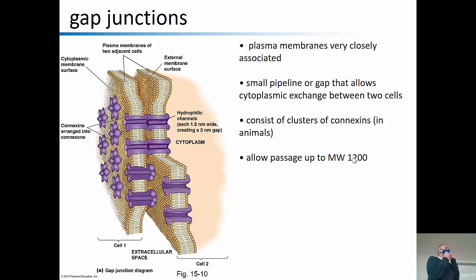Gap junctions form a direct link between the cytosol of two cells. It's a very narrow channel, and so only small components like ions, for example, single amino acids, can move through, but proteins and nucleotides can't move through. So it's not for resource sharing, but rather for sharing information.